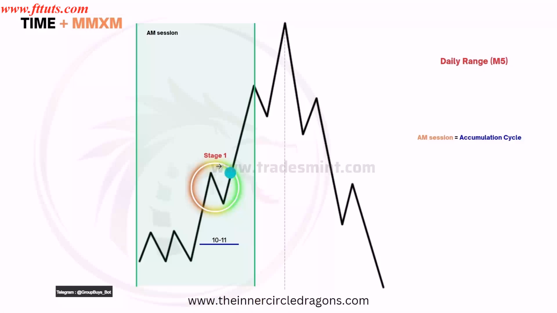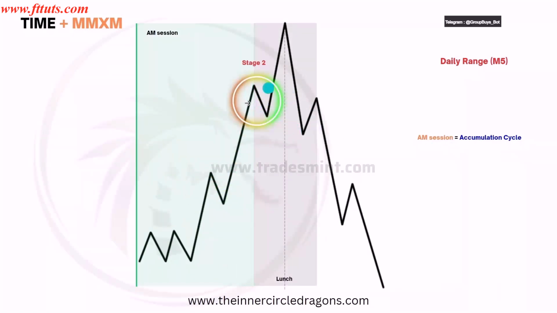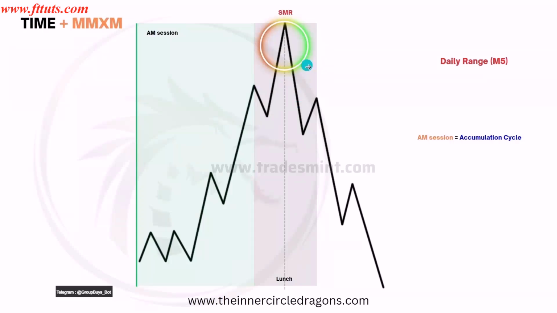Now, we understand that inside of the stages, we are looking for smaller market maker buy models. If we blend that with the macro times that ICT speaks about, now again, this is a general overview because our main focus here is the market maker model. But I do get into more detail regarding the timing elements inside of the Academy lectures, more precisely the Academy 2.0. We can view the AM session as our accumulation cycle. Inside of the lunch hour, there will be another macro that forms where we can anticipate the second stage of accumulation. We can see a high form inside of the lunch hour where we have our smart money reversal.